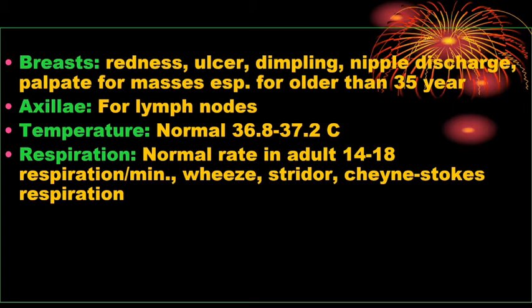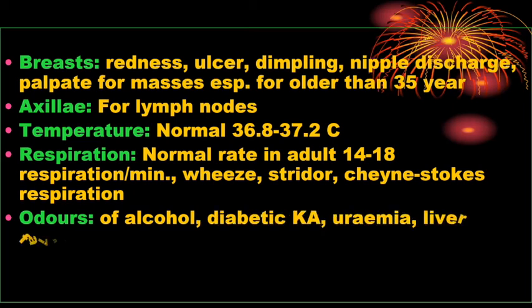Cheyne-Stokes respiration is an abnormal pattern of breathing characterized by a cycle of hyperpnea and apnea. During apnea there will be retention of CO2, so the body tries to wash out this excess CO2, and there will be hyperpnea. This occurs in patients with organ failure, like advanced heart failure.